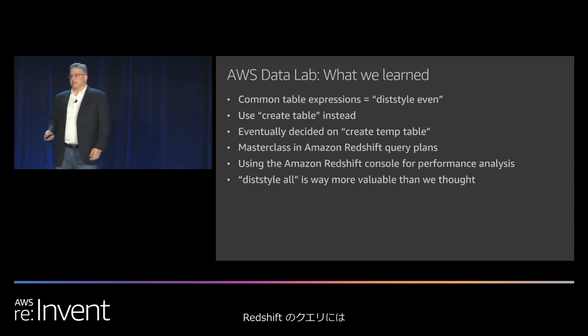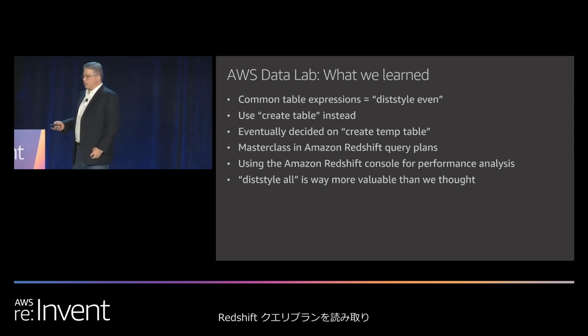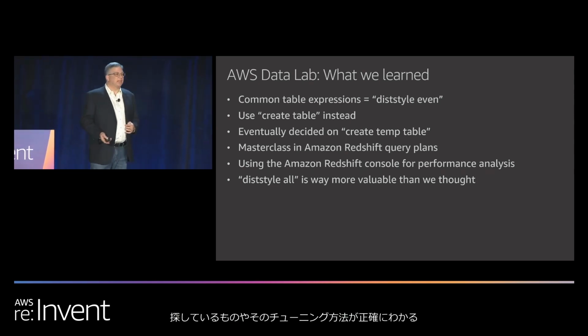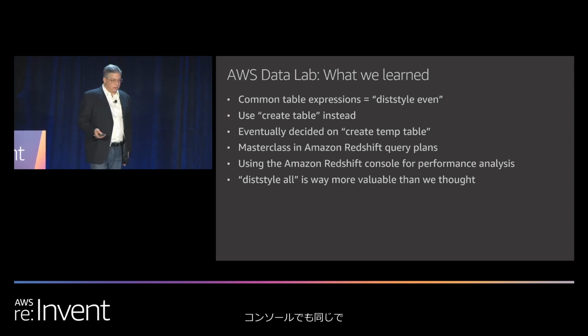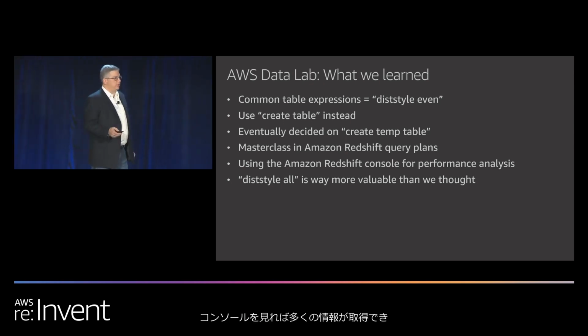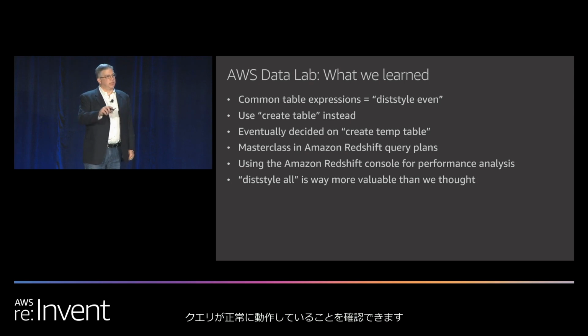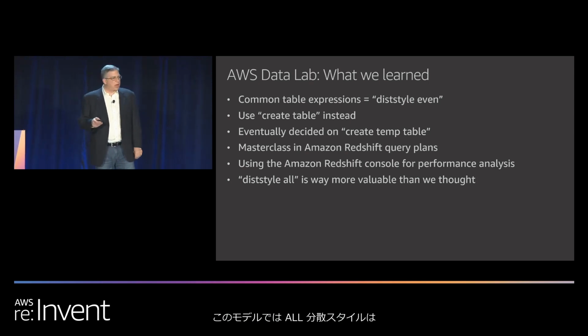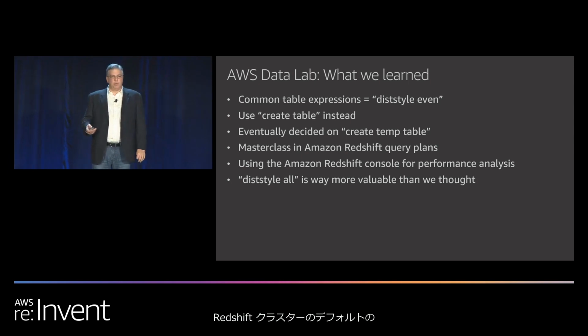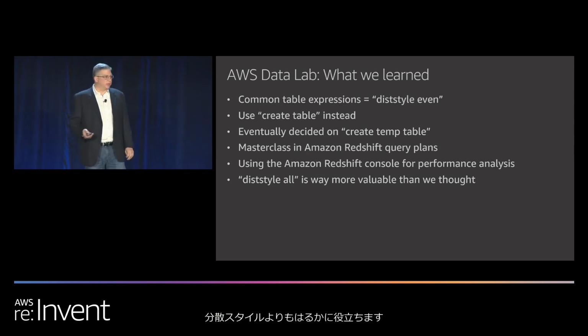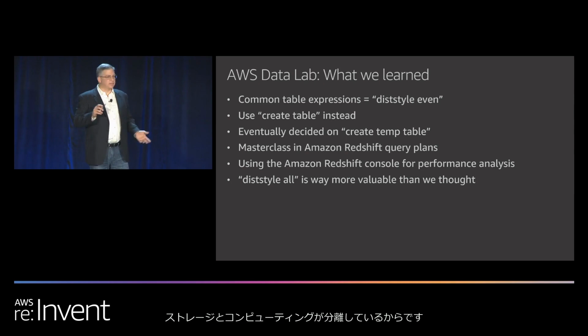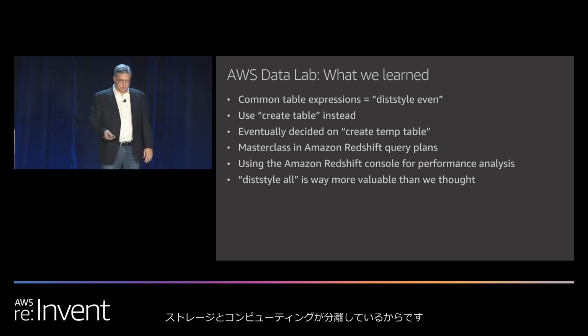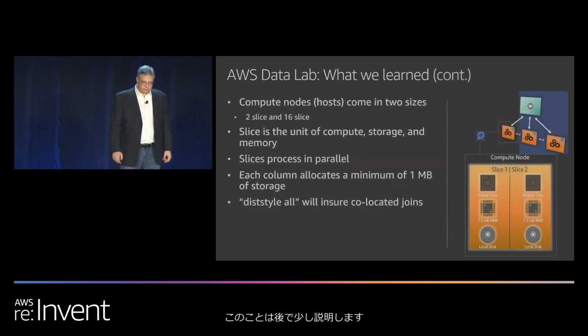There was a master class in Redshift query, reading Redshift query plans, knowing exactly what to look for and how to tune it. Same thing with the console. You can gain a lot from looking at the console to make sure the query is processing in a healthy fashion. And in this model, DISTSTYLE ALL became way more valuable than it usually is in a Redshift cluster. And that's because of the separation of storage and compute. I'll go a little bit into that in a minute.